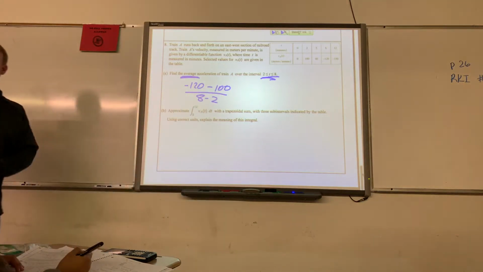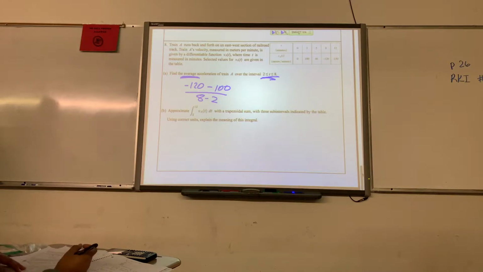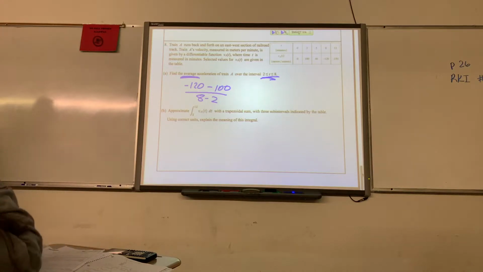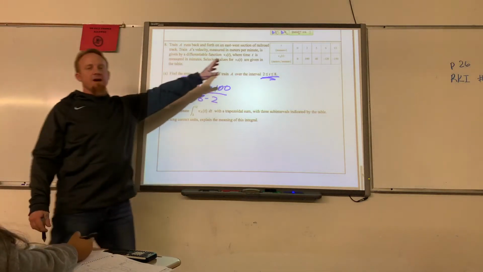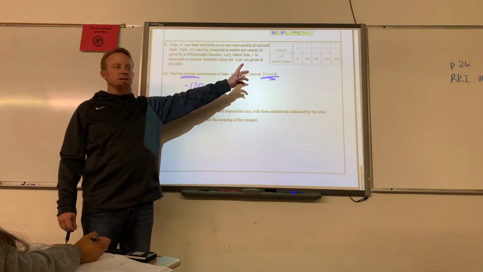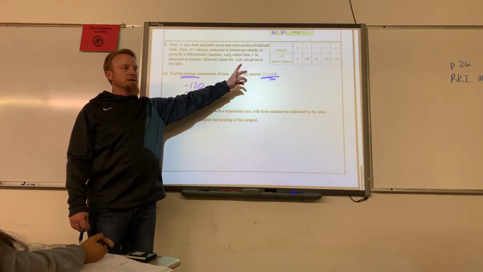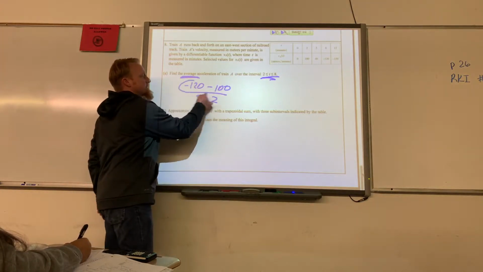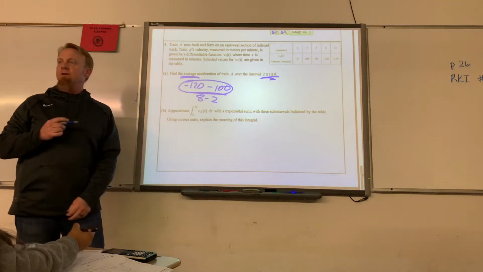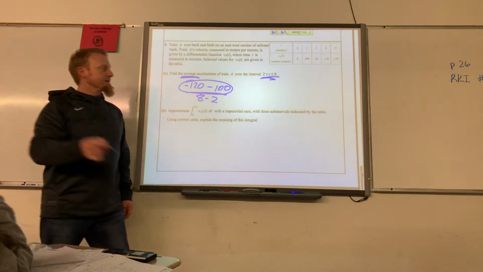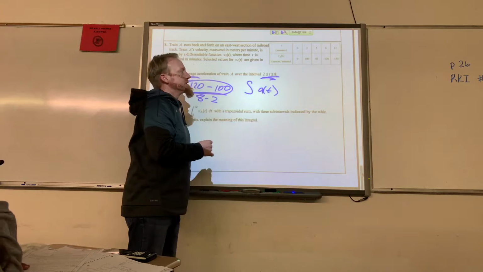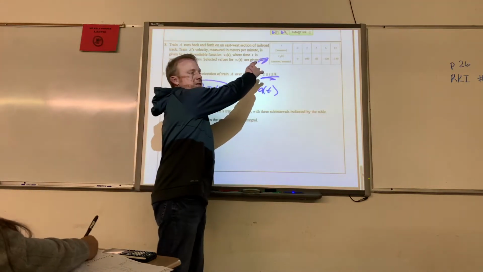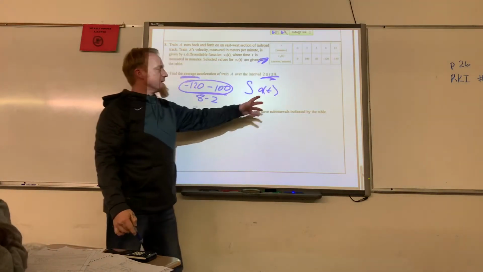Now let me pause and make sure everybody's buying what I'm selling. Everybody buying that? So what if it wouldn't have given me velocity? What would I have to have done? Instead of this up here on the top, what would I have to have put here? I'd have to integrate acceleration, and then they'd have to give me acceleration values there to use a Riemann sum to get my answer.